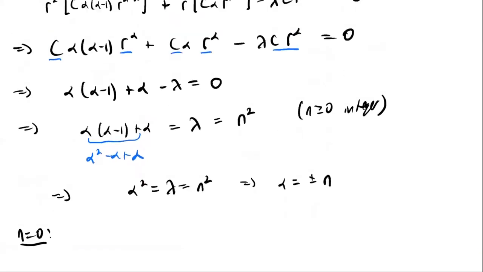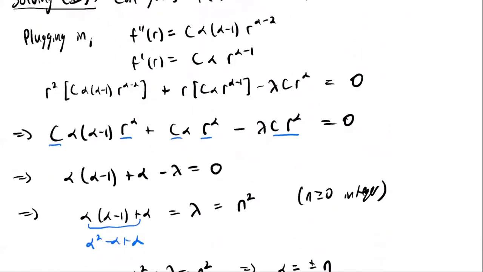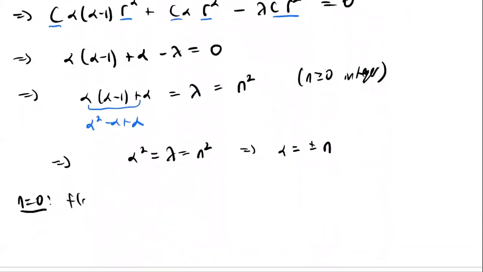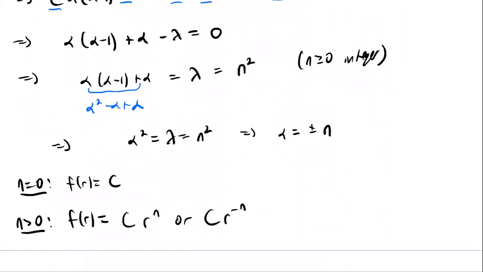Well, this tells us that if alpha is equal to plus or minus n, then alpha is just equal to 0. And so our choice would be just some constant c. If n is bigger than 0, we end up with f of r given by some number c times r to the n, or some number c times r to the minus n.